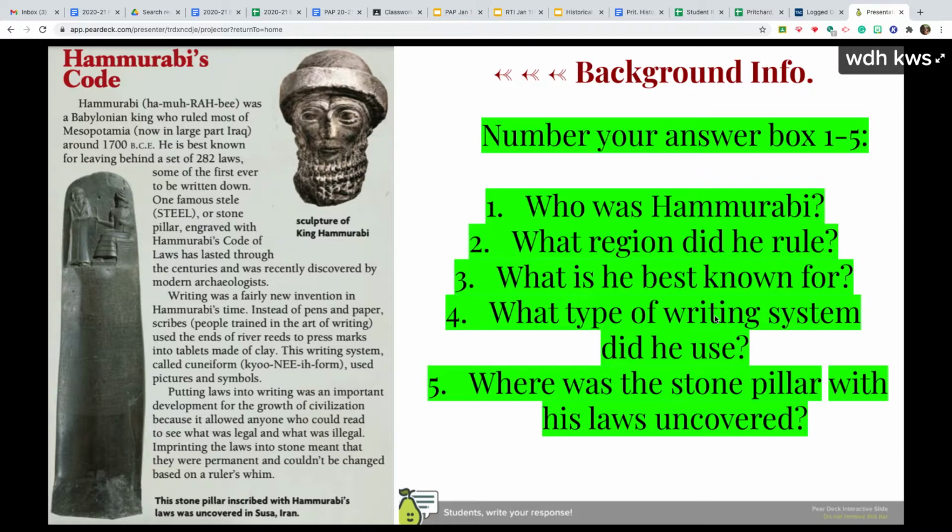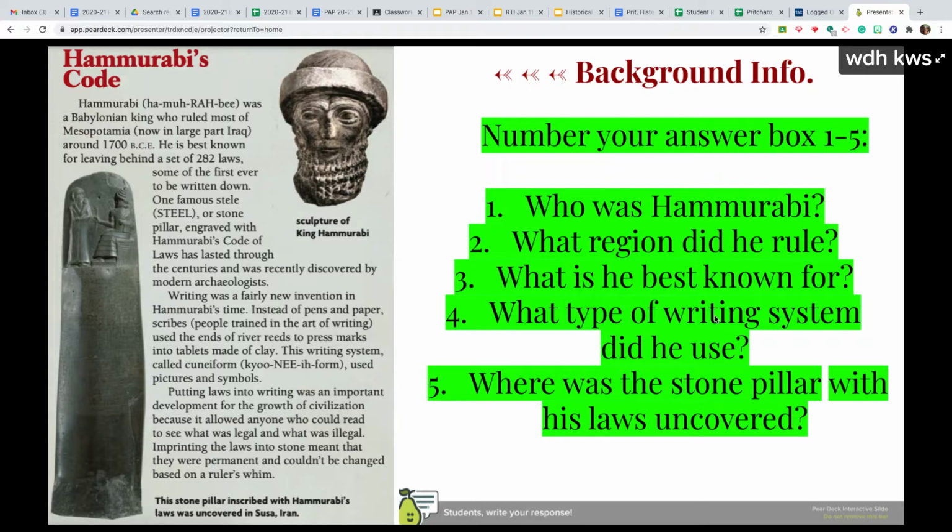Writing was a fairly new invention in Hammurabi's time. Instead of pens and paper, scribes, which are people trained in the art of writing, used the ends of river reeds to press marks into tablets made of clay. This writing system, called cuneiform, used pictures and symbols. Putting laws into writing was an important development for the growth of civilization because it allowed anyone who could read to see what was legal and what was illegal. Imprinting the laws into stone meant that they were permanent and couldn't be changed based on the ruler's whim.